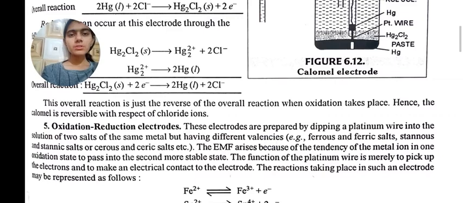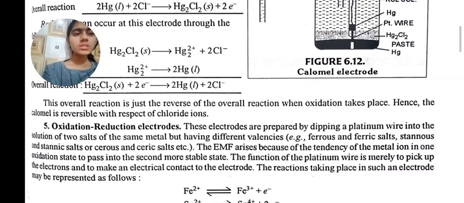Fifth type of electrode is oxidation reduction electrodes. These electrodes are prepared by dipping a platinum wire into the solution of two salts of the same metal but having different valencies. For example, ferrous and ferric salts, stannous and stannic salts, or cerous and ceric salts. The EMF arises because of the tendency of the metal ion in one oxidation state to pass into the second, more stable state. The function of the platinum wire is merely to pick up the electrons and to make an electrical contact to the electrode.